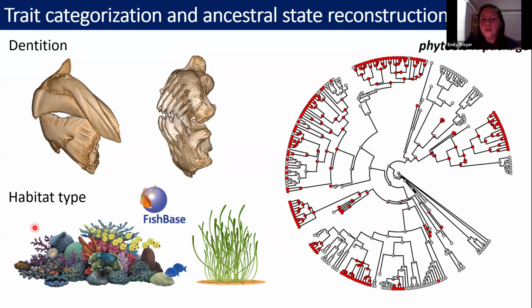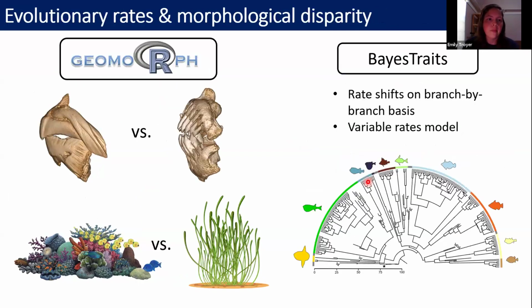For habitat type, we determined if each species was either reef-associated or non-reef associated based on information found on the FishBase platform. For each trait, we reconstructed ancestral states using phytools. We then quantified rates of skull shape evolution and morphological disparity using functions in the geomorph package. And lastly, to examine rate shifts across the phylogeny on a branch-by-branch basis, we used BayesTraits with a variable rates model.